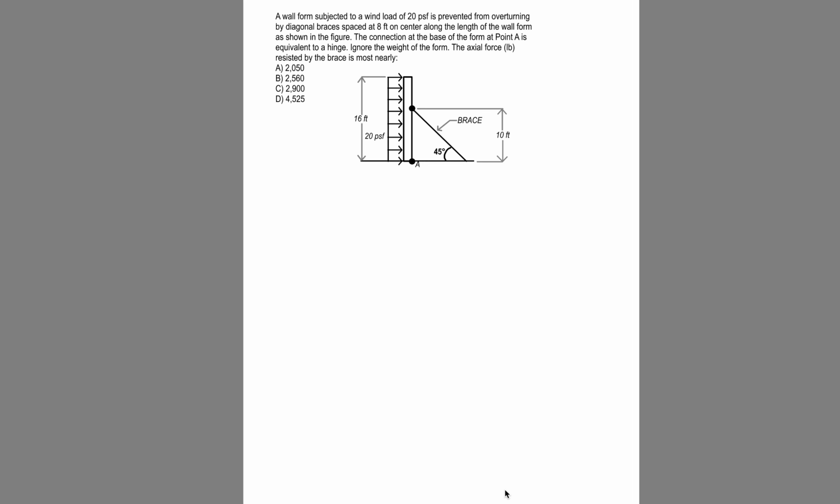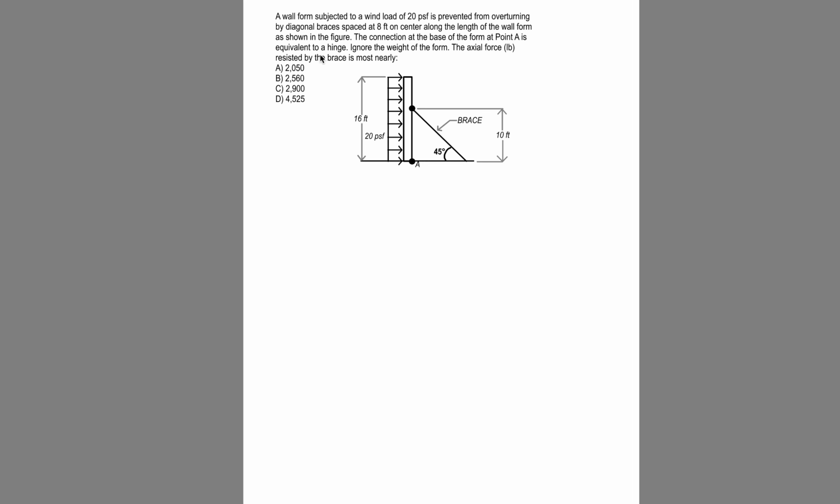So in this problem, we have a wall form which is subjected to a wind load of 20 psf and is prevented from overturning by these diagonal braces spaced 8 feet on center along the length of the wall form as shown in the figure. The connection at the base of the form at point A is equivalent to a hinge. Ignore the weight of the form. The axial force in pounds resisted by the brace is most nearly.